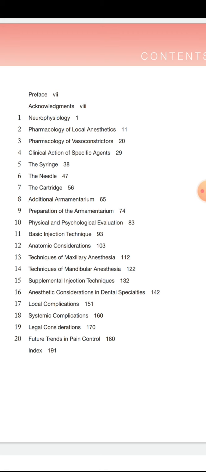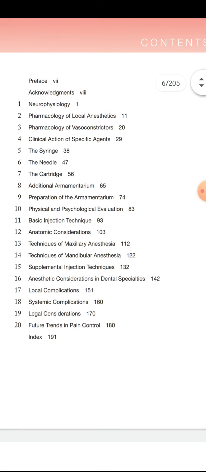14. Techniques of mandibular anesthesia. 15. Supplemental injection techniques. 16. Anesthetic considerations in dental specialties. 17. Local complications. 18. Systemic complications. 19. Legal considerations. 20. Future trends in pain control.